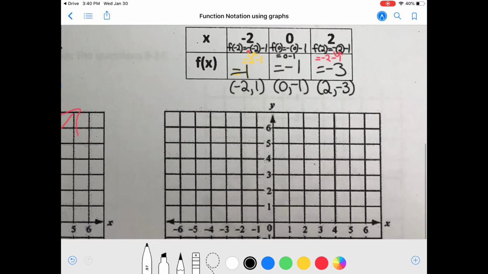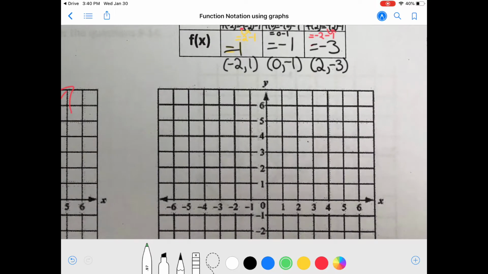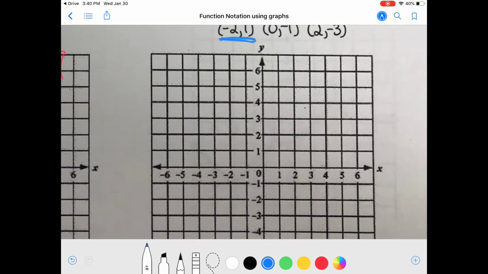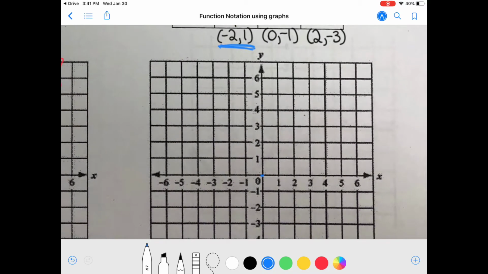So we're going to graph it. For my first one, I got negative 2, 1. So starting at my origin, because that 2 is negative, I'm going to go to the left 1, 2, and then up 1 because that 1 is positive. My second one, I've got 0, negative 1. So starting at my origin, I've got 0 as my x value, so I don't move anywhere on my x-axis. And I've got negative 1, so I'm going to go down 1 on the y-axis. So there's number 2.